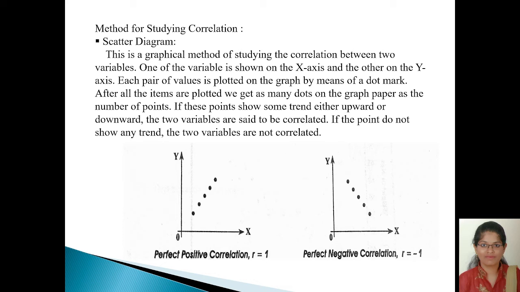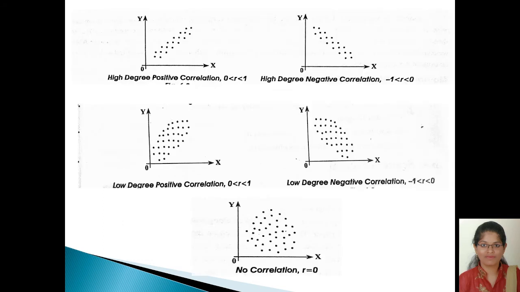The first diagram is perfect positive correlation. The correlation coefficient value is 1, that is, r is equal to 1, and this graph shows an upward trend, meaning increasing order. This is known as perfect positive correlation. The second graph shows a downward trend, meaning decreasing order, and the correlation coefficient value is r equal to -1. This is known as perfect negative correlation.